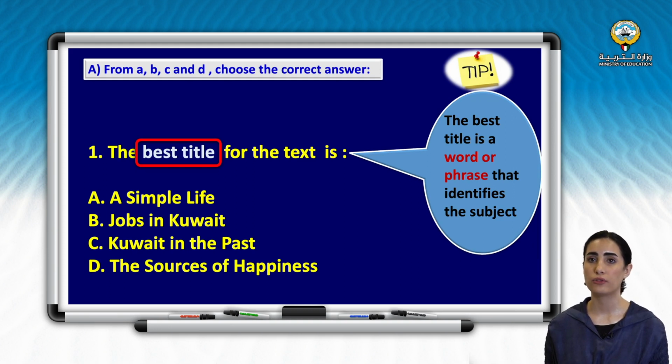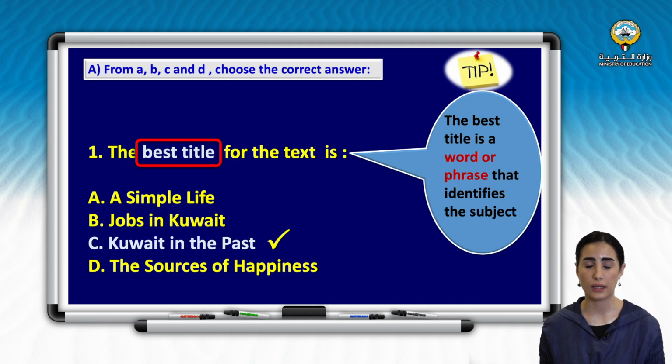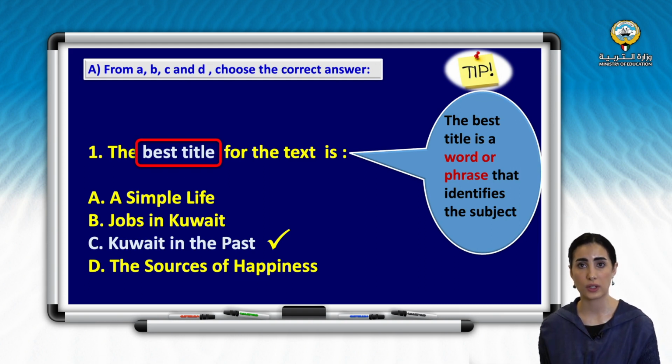So, before you answer, we have a tip here. The best title is a word or phrase that identifies the subject. What is the best title? What is the main idea of the paragraph or the dialogue? Excellent. It was about Kuwait in the past, so generally it is the best title for the text. So it's C, Kuwait in the past.